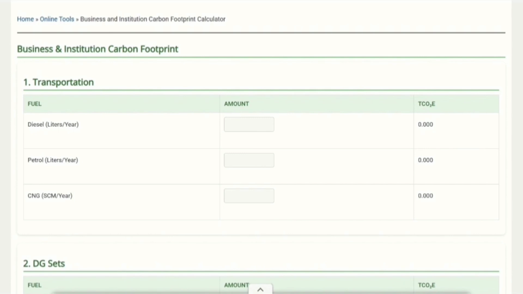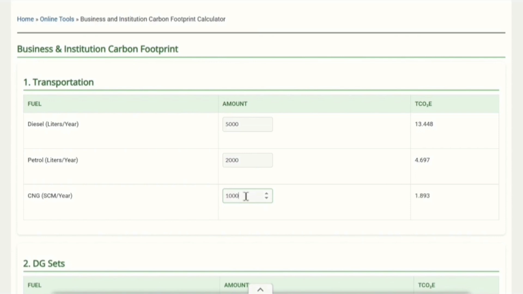Transportation. This section calculates emissions from fuel used by business vehicles. We have three input fields. Diesel, let's say 5,000 liters per year. Petrol 2,000 liters per year, and CNG 1,000 HCM per year. Each fuel has a predefined emission factor based on energy content and CO2 emissions per unit. The tool multiplies your input with the respective emission factor to give you the emissions in ton CO2 equivalent.